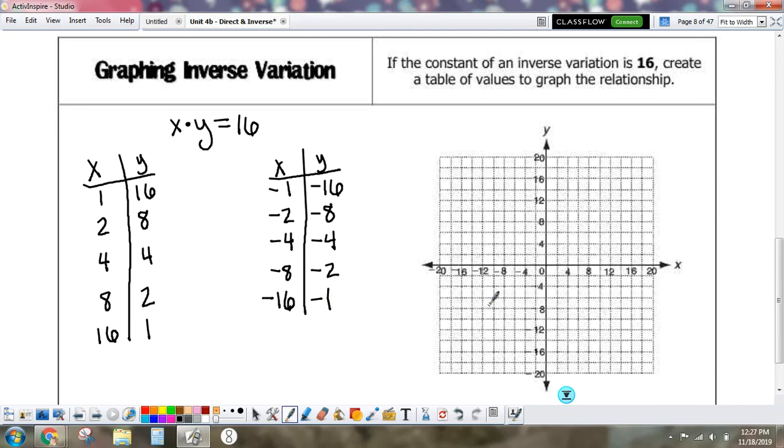So what I'm going to do now is I'm going to go ahead and graph my points. So I'm going to go over, these are by 2s. Okay, so over 1, up 16. Over 2, up 8. Over 4, up 4. Over 8, up 2. Over 16, up 1. Now I'm going to try my best to connect these with this tablet.